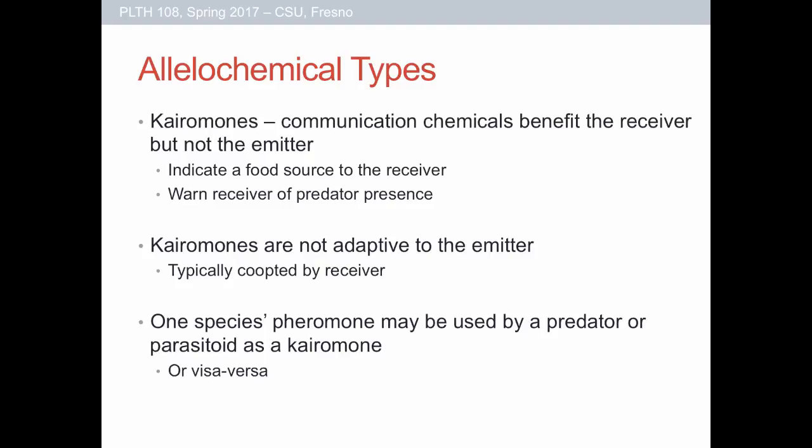And so in this case, oftentimes the pheromones that species release, the ones they use to communicate with members of their same species, can be co-opted by a predator or a parasitoid and used as a kairomone. So sometimes chemicals can serve multiple purposes depending on who is receiving it and what the ultimate outcome is.